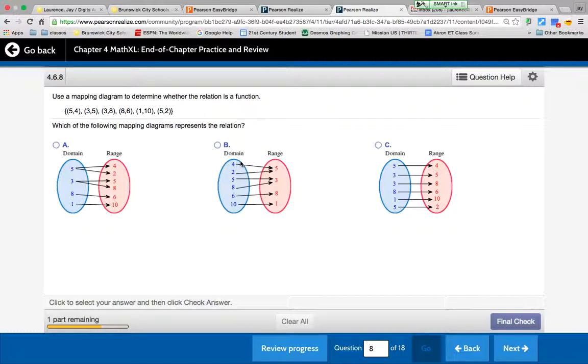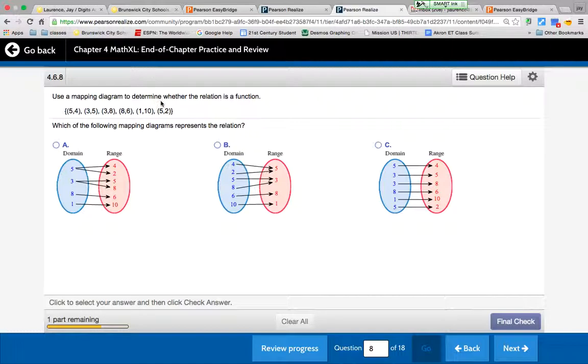Okay, the domain on this one goes 4 to 5, 2 to 5, 5 to 3, 8 to 3, 6 to 8, 10 to 1. And it looks like C goes 5 to 4, 3 to 5, 3 to 8, 8 to 6, 1 to 10, 5 to 2. Now, which of these diagrams represents the relation?